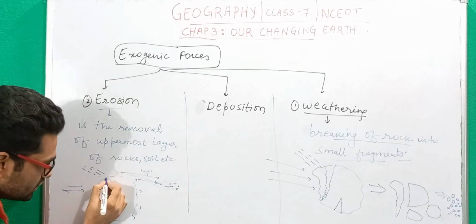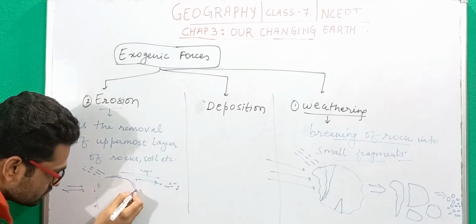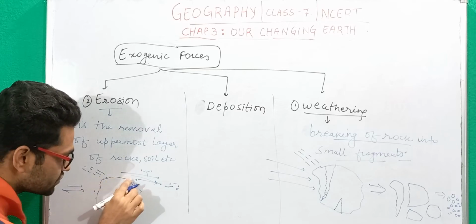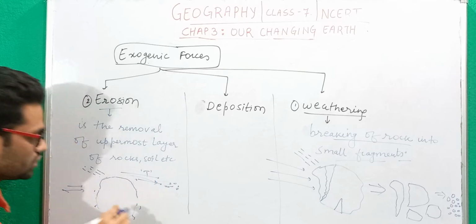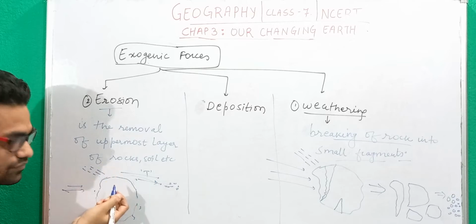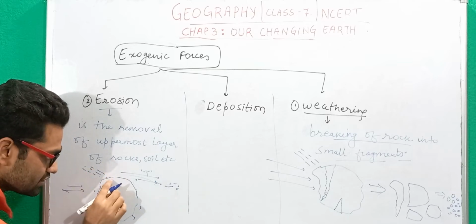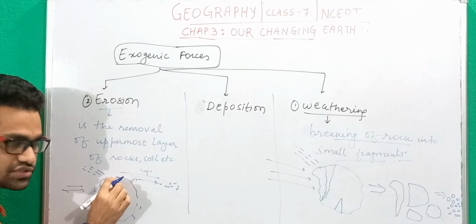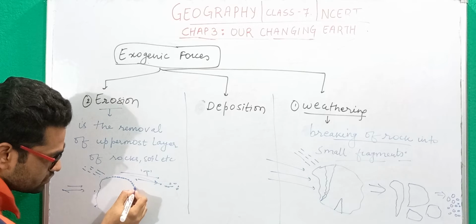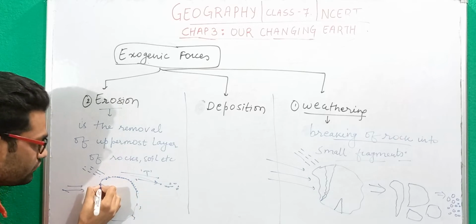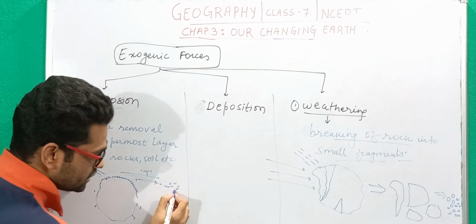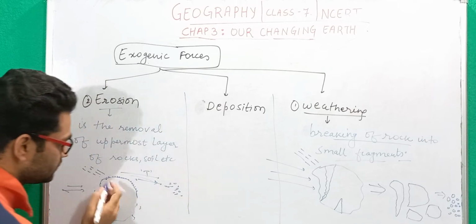Now the layer which was just beneath the uppermost layer gets exposed to the wind, the rainwater and the temperature differences, and again the same process happens. This exposed layer, now the outermost layer, will again break into smaller pieces of rock, and again the wind will blow these smaller pieces away from here and take them away.